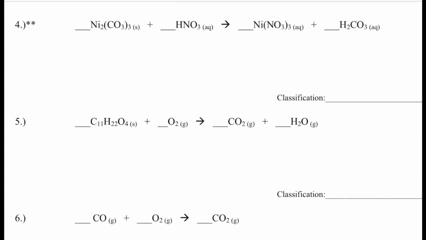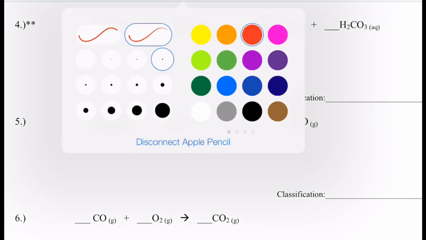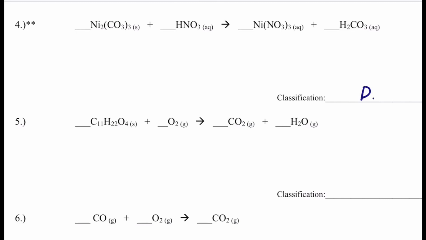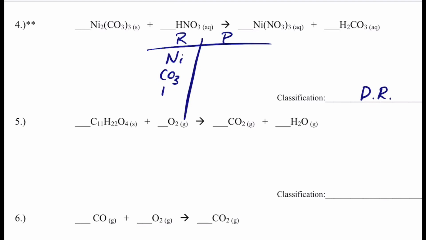Okay, now let's look at number 4. Hopefully you can see this as a double replacement reaction. I'm going to go through and make my reactants and my products. And again, we're going to keep our polyatomic ions together. I see carbonate on each side and I see nitrate on each side, so I will make my life a lot easier by just keeping them together. Okay, and so I get a T-chart that looks something like this.